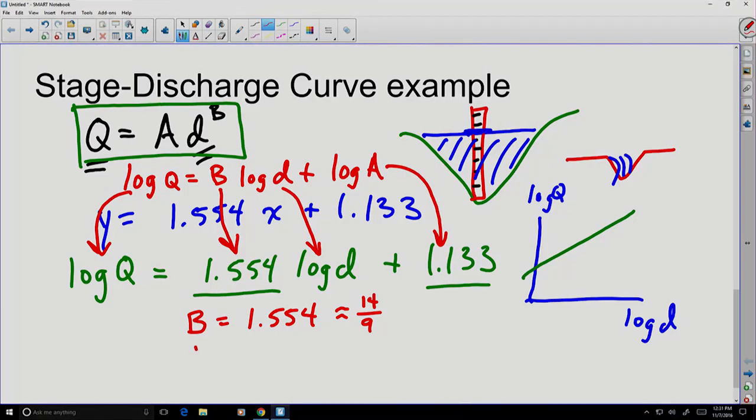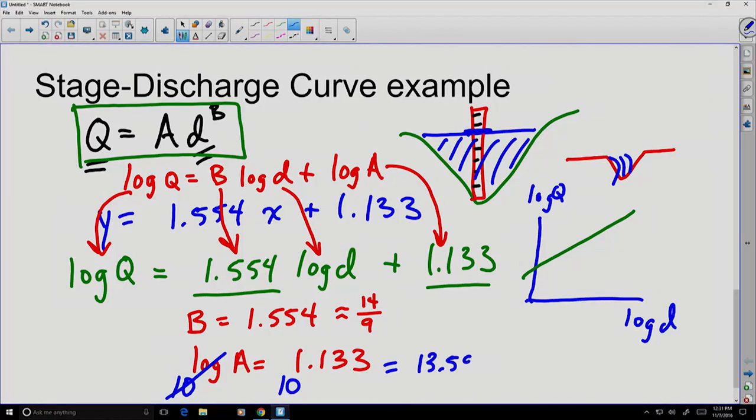And then I can also recognize that the logarithm of a is equal to 1.133. Well, if I want to invert the logarithm base 10 function, I can do so by taking both of these to the 10th power. So I recognize that a is 10 to the 1.133 power. And that is equal to, if I do that on a calculator, 13.58. The question is, what units might those be in?